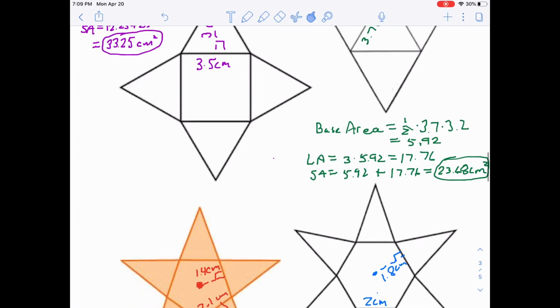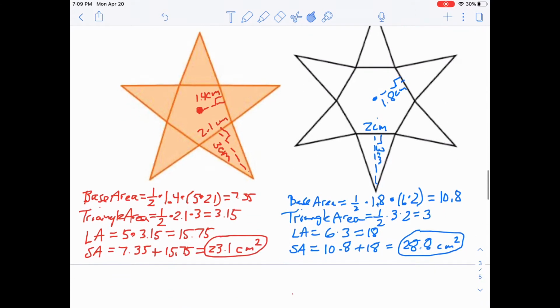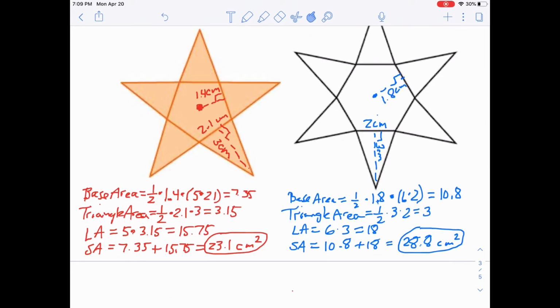We'll come back to that one in just a moment. And then the last 2, first one has a pentagon base, gives you a total surface area of 23.1 square centimeters. And then the last one has a hexagon base with triangles on the side with 28.8 square centimeters for the surface area. Now, notice the pattern with all of these is you find the area of the base, you find the area of one of the triangles on the sides, and then you add them all up to get the lateral area, add it to the base, and you get the total surface area.